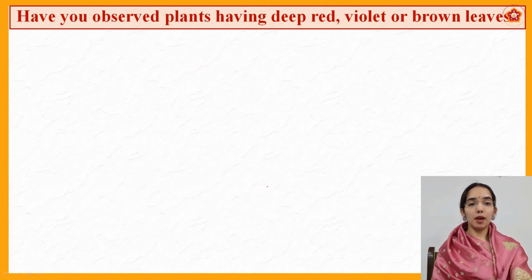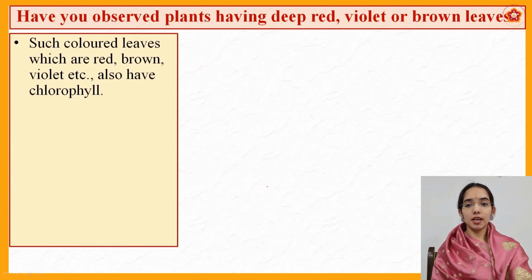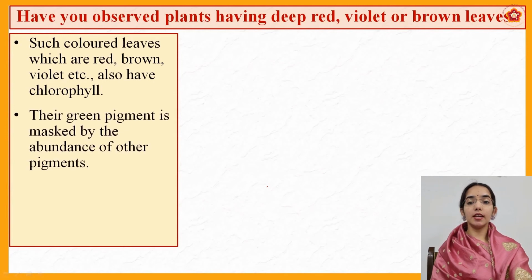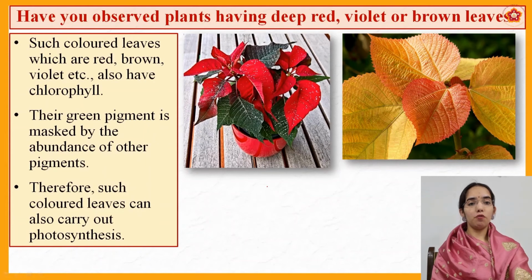So the green pigment is less in quantity. So the leaf will appear brown. Therefore, such colored leaves which are red, brown, violet, etc., they also have chlorophyll. Their green pigment is masked by the abundance of other pigments. So the quantity of other pigments might be more, but green pigment will always be there. Therefore, such colored leaves can also carry out photosynthesis.